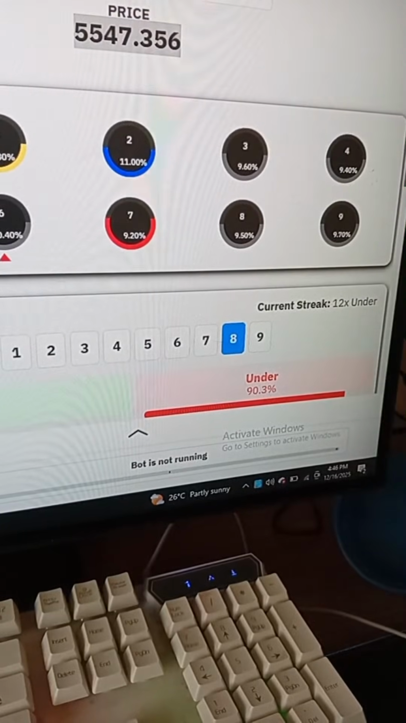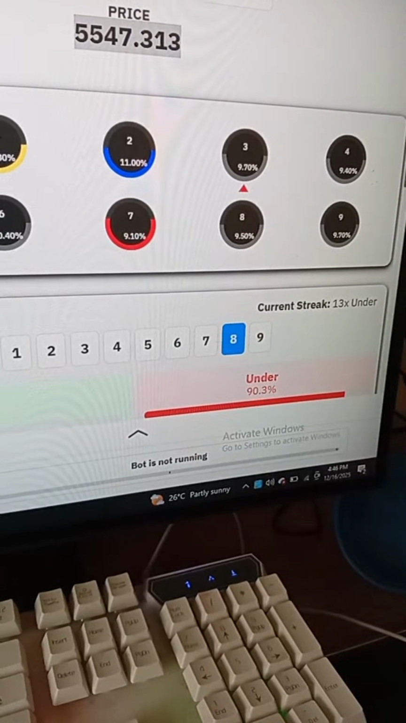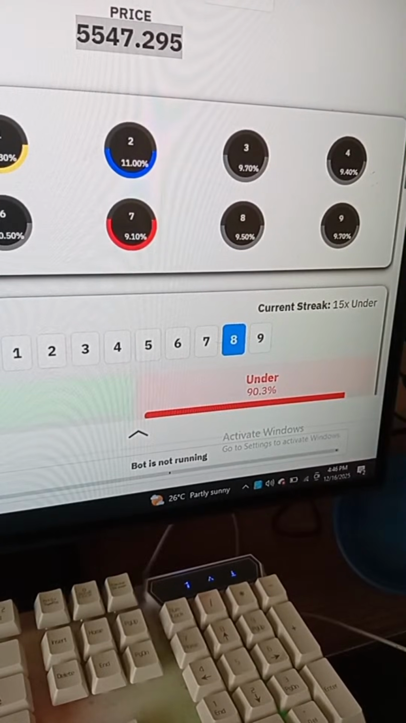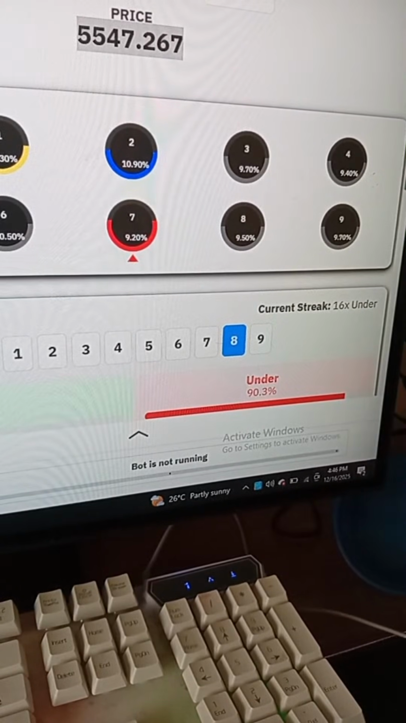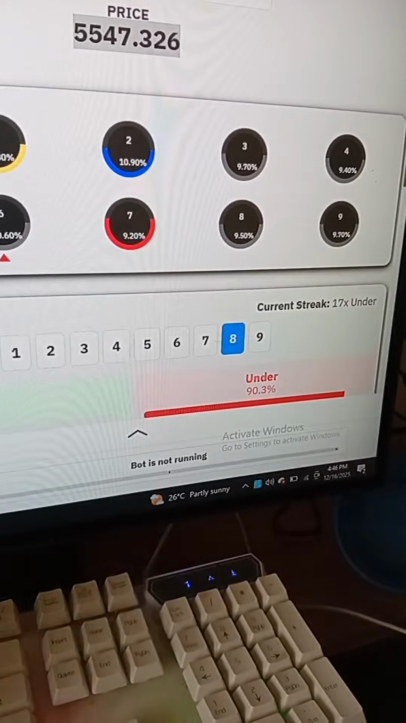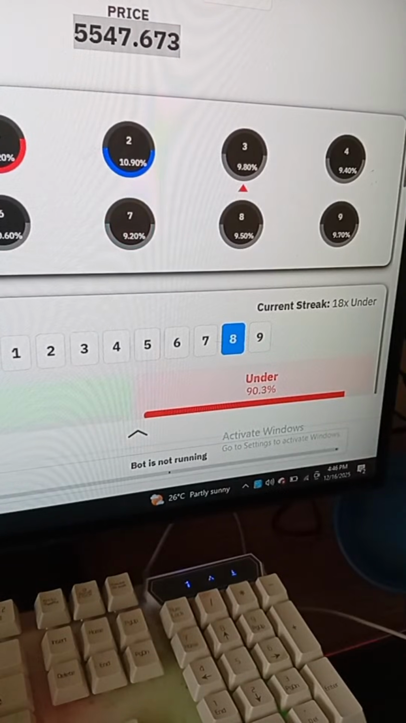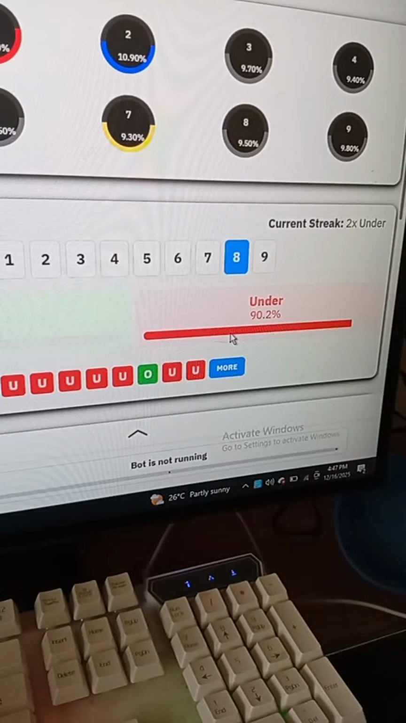As you're waiting for it, guys, go to volatility 10 under 8. Volatility 10 under 8. All right, and once you set that up, guys, be ready.